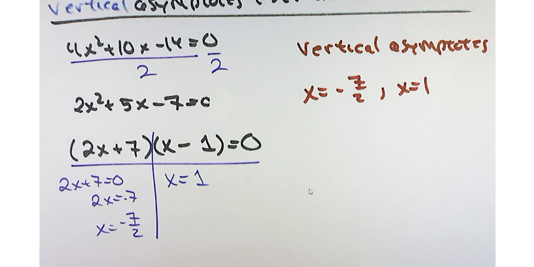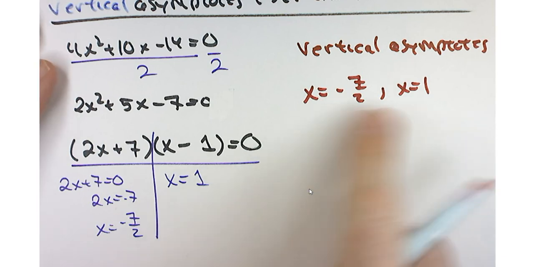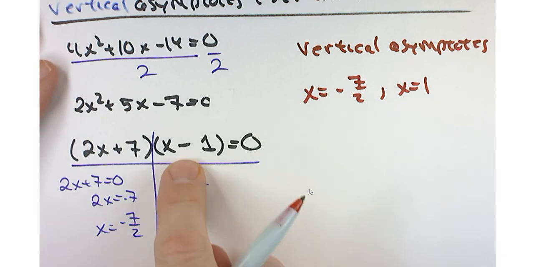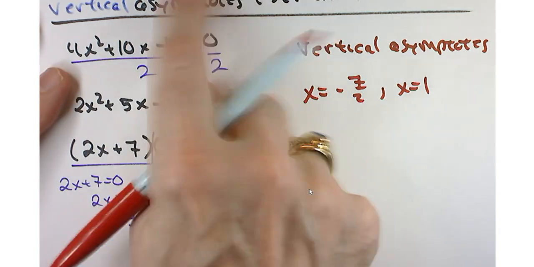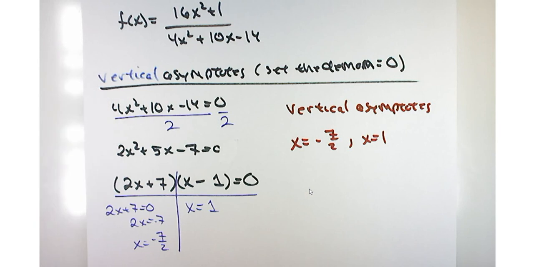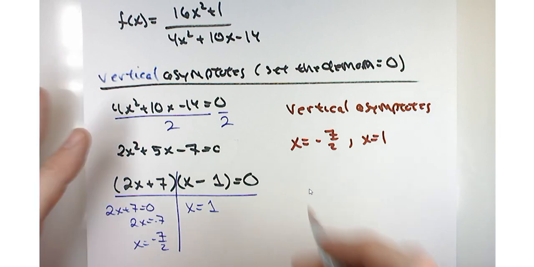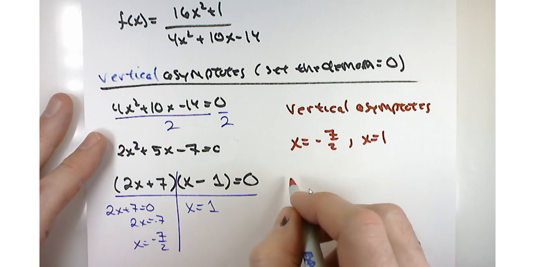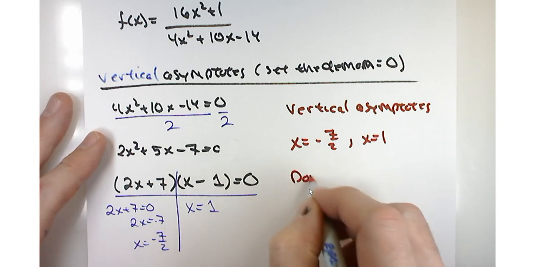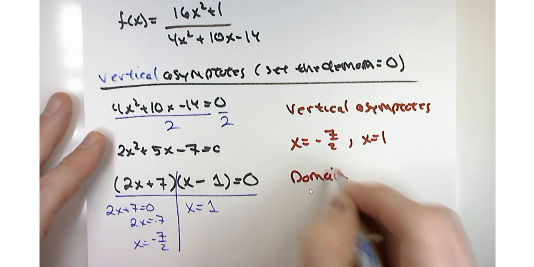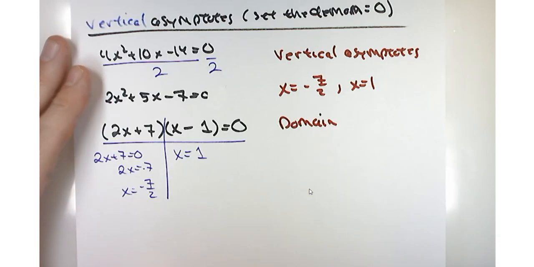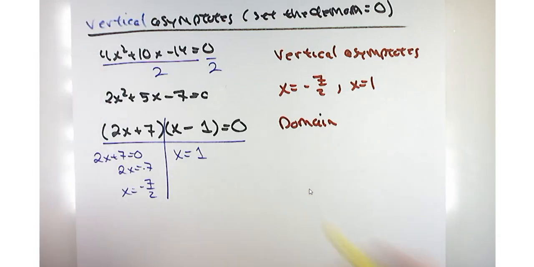This also tells us something else. If I put in a 1 here, what would that make the denominator equal to? 0. Can we have 0 in the denominator? No, we can't. So our domain can't include those points. So let's draw ourselves a little number line here.